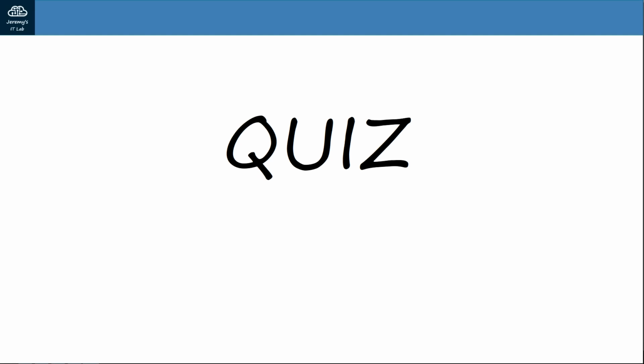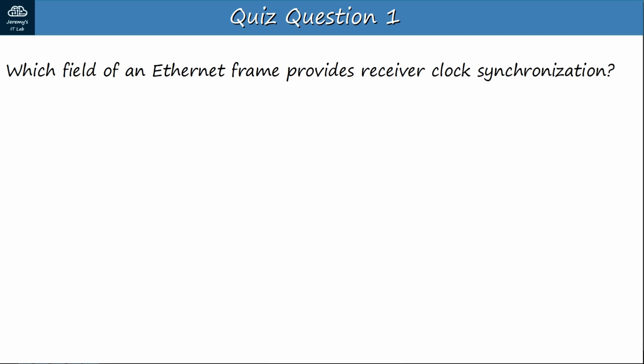Here's question 1. Which field of an Ethernet frame provides receiver clock synchronization? A. Preamble. B. SFD. C. Type. Or D. FCS. Pause the video to think about your answer. The answer is A. Preamble.